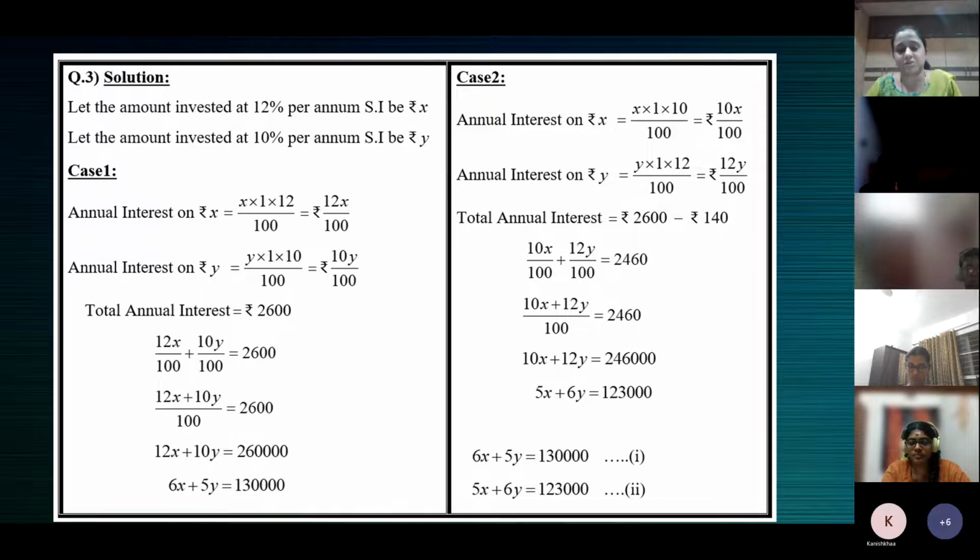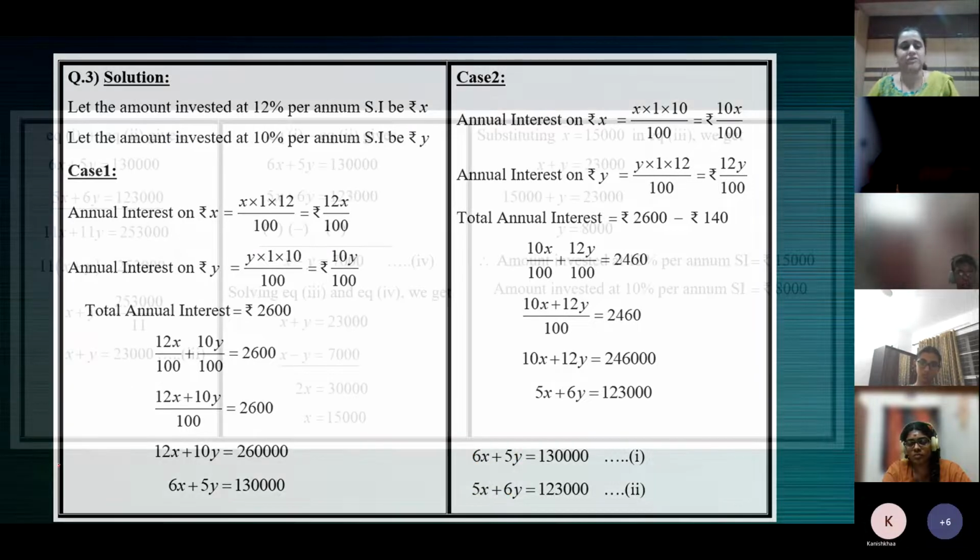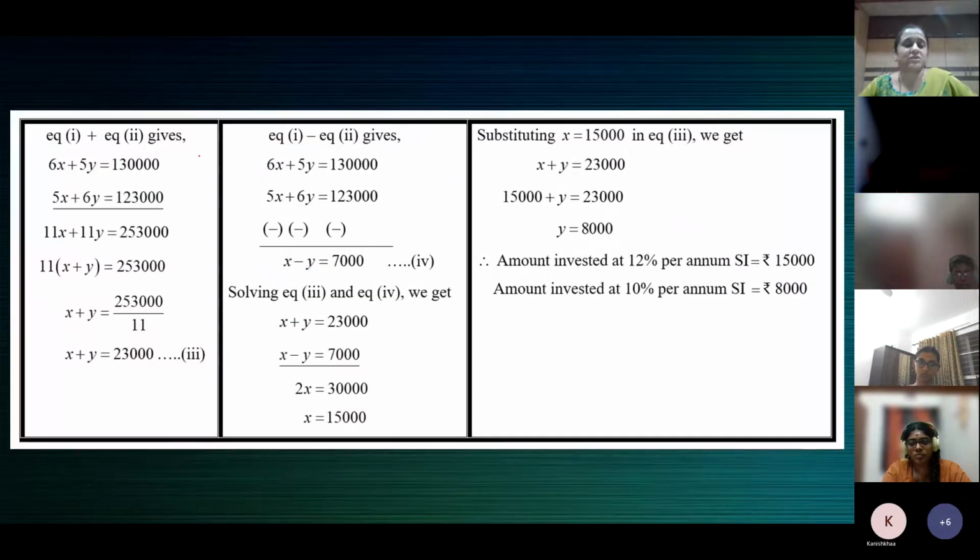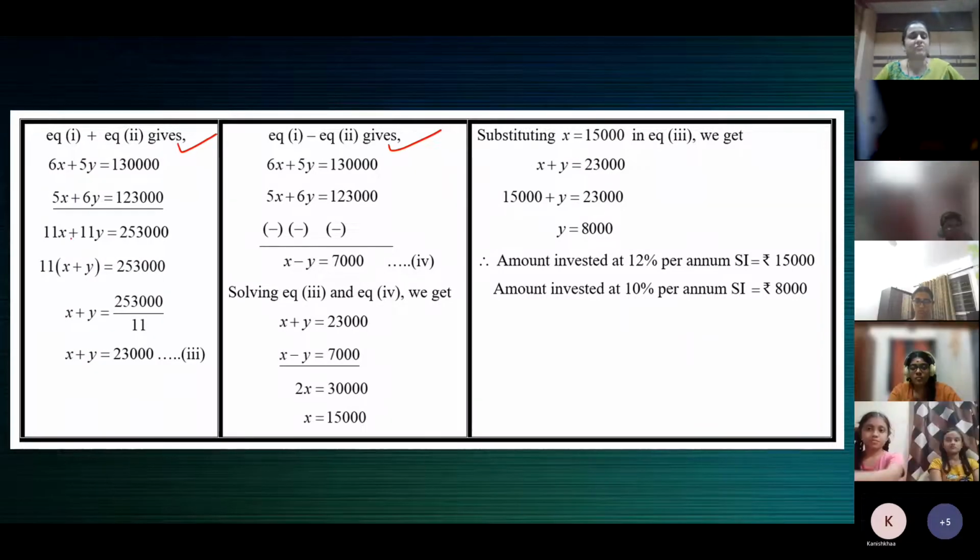So we can use a special method here because the coefficients are exchanged: 6, 6, 5, 5. The signs need not match. It can be -5 plus 5, -6 plus 6. The thing is the absolute value, not considering the sign. The coefficients are exchanged, so we can use a special method. So you know what the special method is. Add the two equations, subtract the two equations. Whenever you use this method, there will be something common.